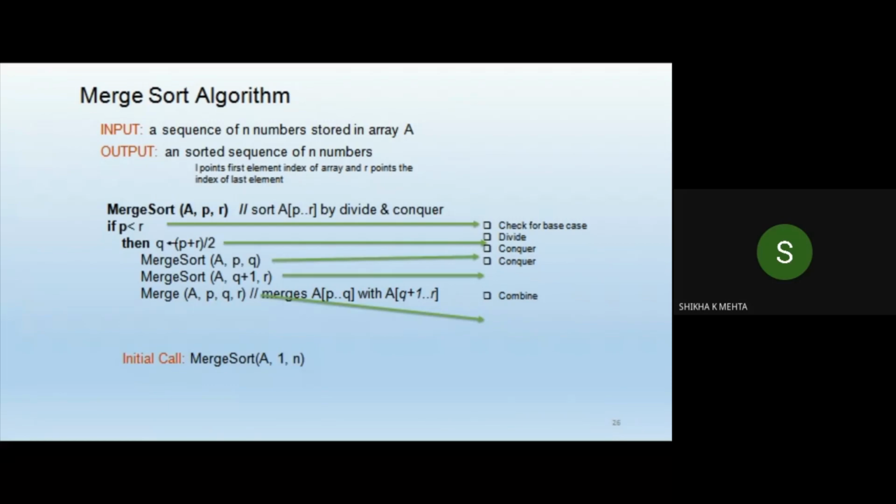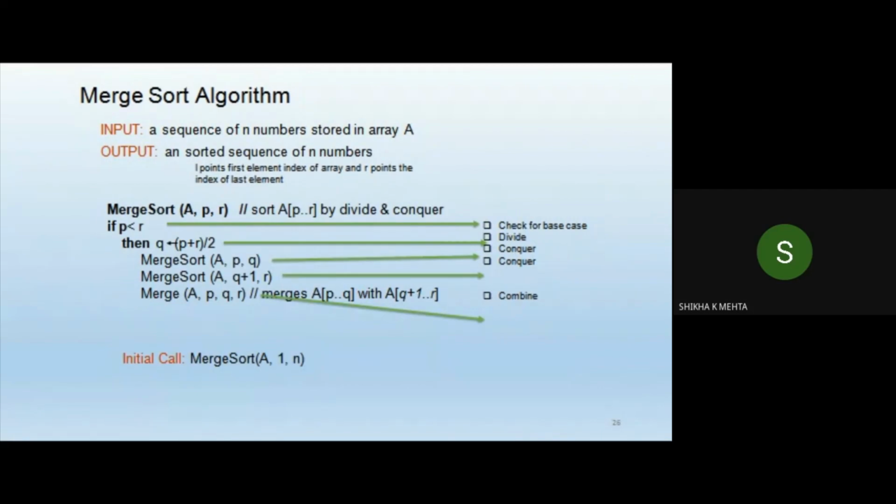So in the merging, we are taking the input array and passing the initial position p, we are passing q, the division point, that is how the array is being divided, and r is the last index position. So now we are going to merge the two. In the merge step, we are going to merge two arrays. One array has all the elements from p to q, and another array has all the elements from q plus 1 to r.